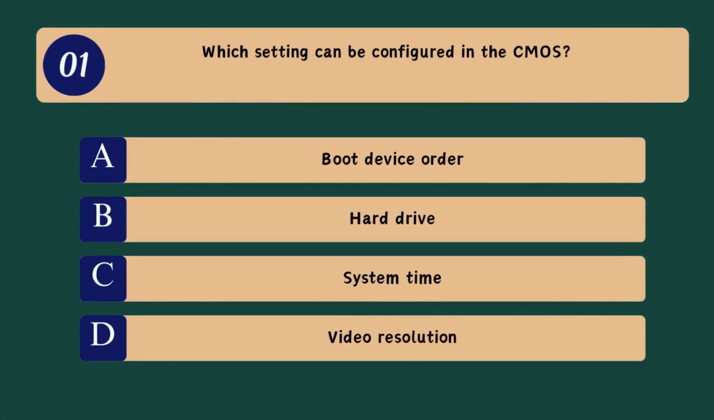Question 1. Which setting can be configured in the CMOS? A. Boot device order. B. Hard drive. C. System time. D. Video resolution. Correct answer. A. Boot device order.